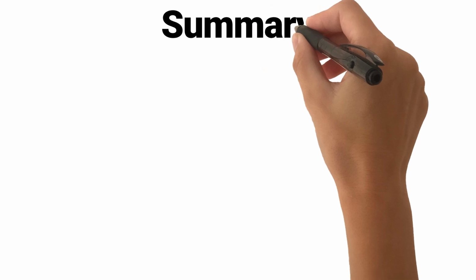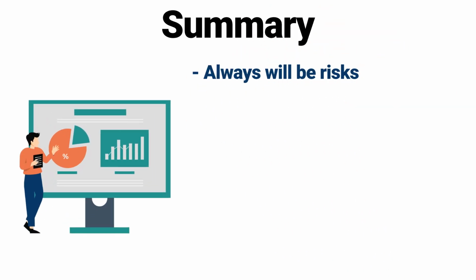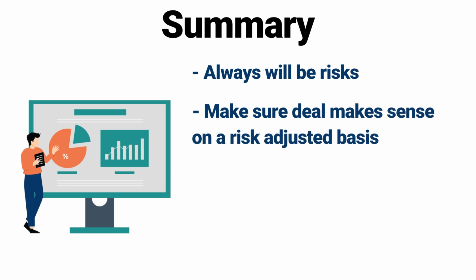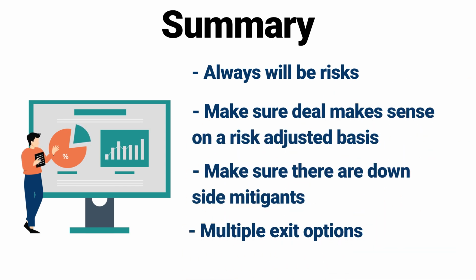There are risks to every deal, that's unavoidable, but you want to make sure that the deal makes sense on a risk-adjusted basis. And you want to make sure that there are downside mitigants and multiple exit options. Lastly, this isn't really a metric, but the most important part of our analysis is whether the deal itself is actually viable on a risk-adjusted basis, and whether the property is actually good real estate. Investing in only great real estate has allowed us to outperform.